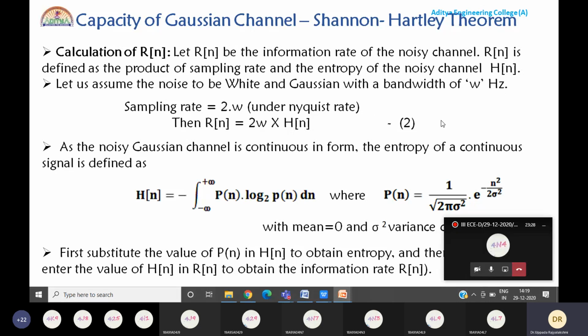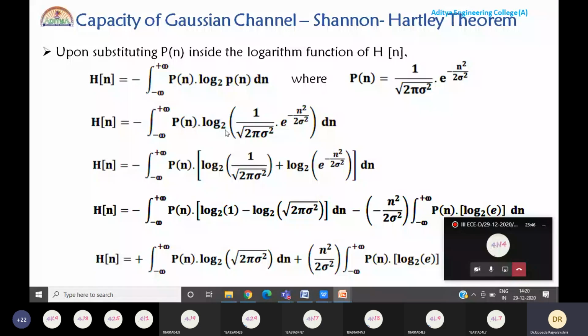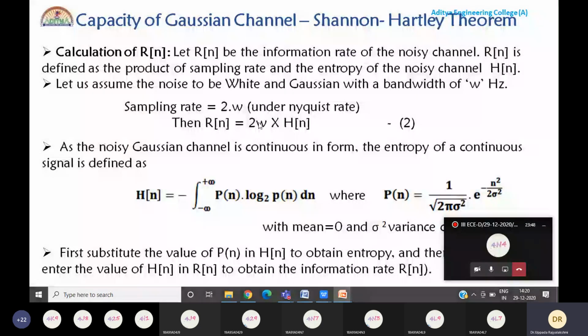For proper recovery at the receiver, the bandwidth should be 2 omega m, that is 2 into omega. So that's why the sampling frequency will be 2 into omega. This is under the Nyquist rate. Therefore, the information rate of the noisy channel R of n is equal to 2 omega into H of n, where H of n is the entropy of the noisy channel. Let us take this as equation 2 and first calculate H of n.